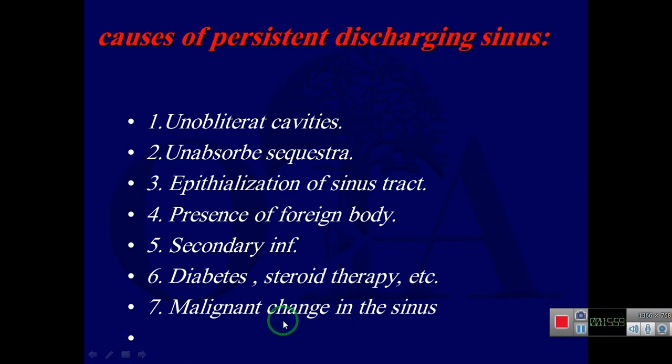And we have certain causes of the persistent discharging sinus. If a patient has a sinus that does not heal whatever the management, including antibiotics, one of the following should be kept in mind: a non-obliterated cavity, unabsorbed sequestra, or epithelialization of the sinus tract. If there is presence of a foreign body, there will be a discharging sinus. Also, if there is secondary infection, if there is diabetes or steroid therapy meaning immune compromise, and lastly malignant changes in the sinus.